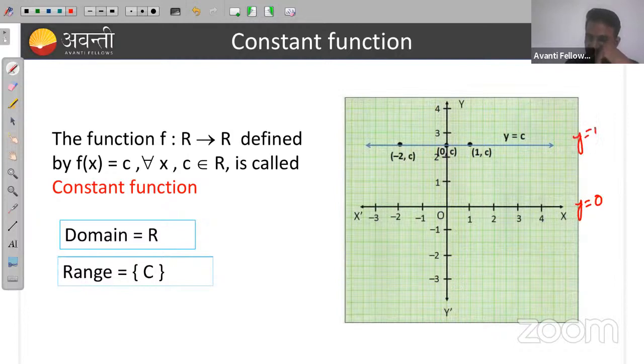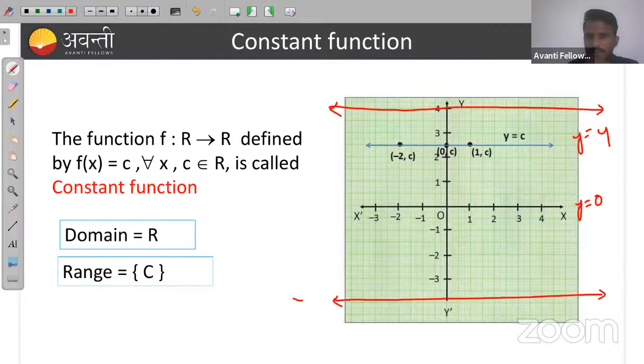Let's say if I am drawing y is equal to 5, then it will be something like this only. If I say y is equal to 4, then this will be the line. This will be a line parallel to the x-axis. If I say y is equal to -4, it will be something like this. So y is equal to -4. So please do remember, the constant function has a range of only C, because for every input the output is always going to be C. So that's why the range is C.